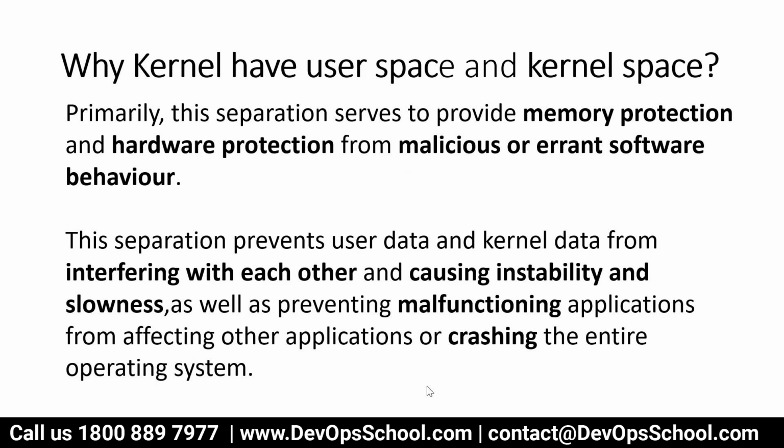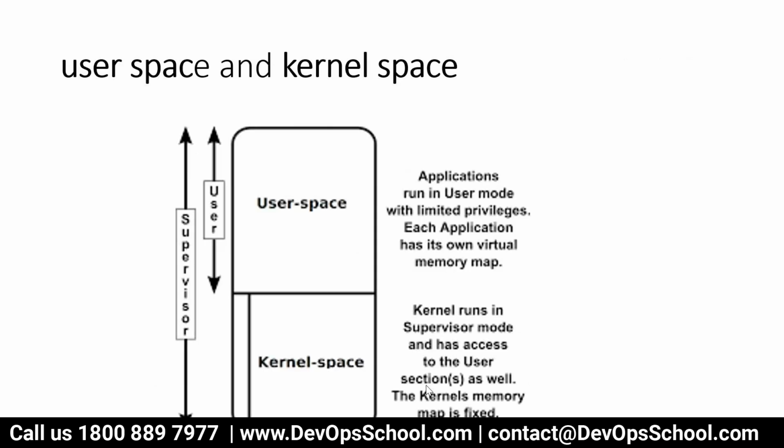Okay, so now look at this. This is the visualization. There's a kernel space. The kernel runs in supervisor mode and has access to the user section as well, and the kernel memory map is fixed. Applications from the user run in user mode with limited privilege. Each application has its own virtual memory map. All of this, user space and kernel space, is managed by the supervisor in the operating system.